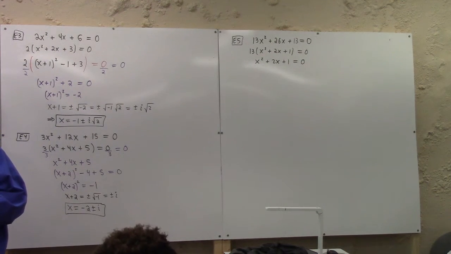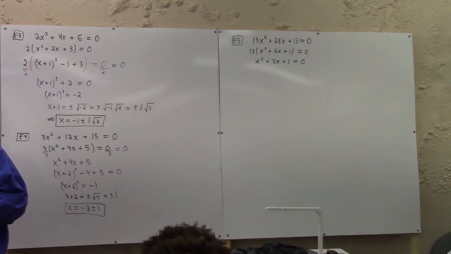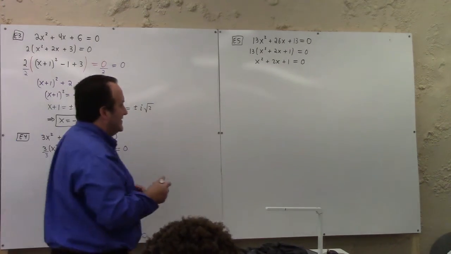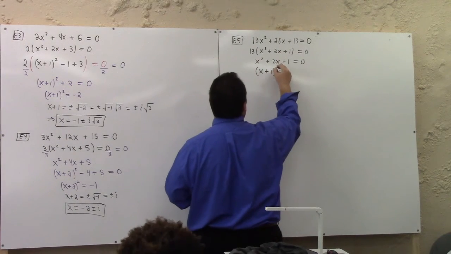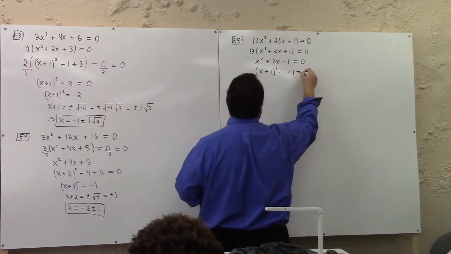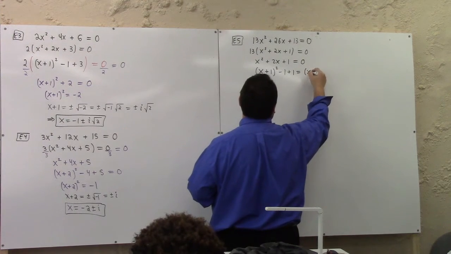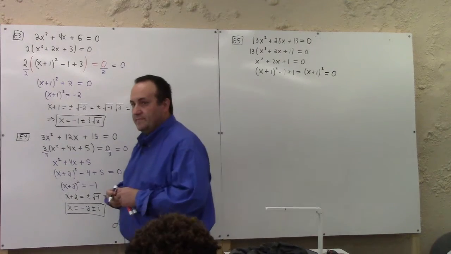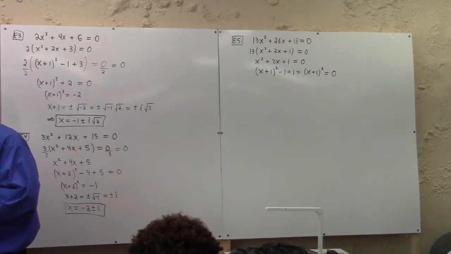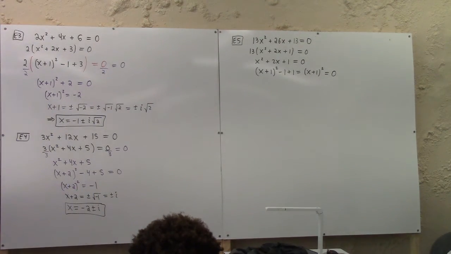This is one of those places where some of you would say factor it. Others of you might say complete the square. But we should all agree we get what? x plus 1 squared minus 1 plus 1 if you complete the square, right? So it's x plus 1 squared equal to 0. However you choose to do the algebra, we should get to x plus 1 squared, right?